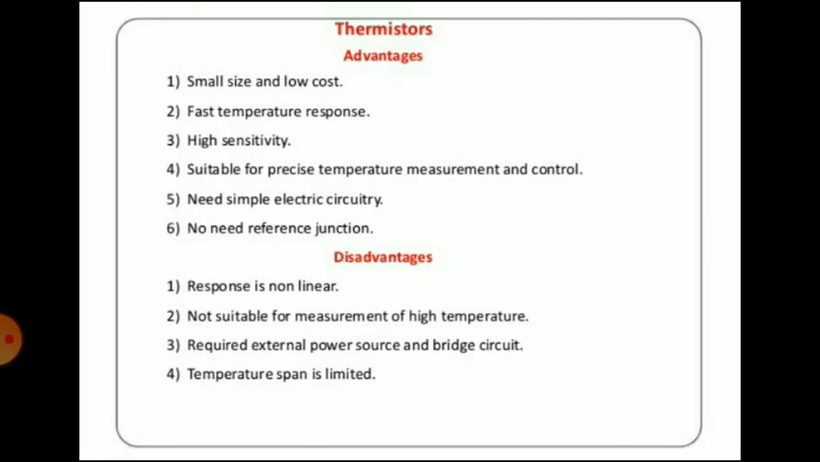Now we will see some advantages and disadvantages of thermistors. First is small size and low cost. Then fast temperature response, high sensitivity, suitable for precise temperature measurement and control. Needs simple electric circuitry, no need of a reference junction. Now some disadvantages. Response is non-linear, not suitable for measurement of high temperature, requires an external power source and bridge circuit, and temperature span is limited.